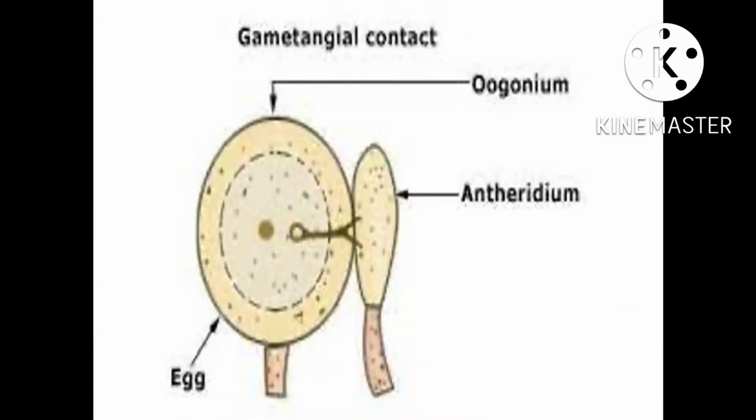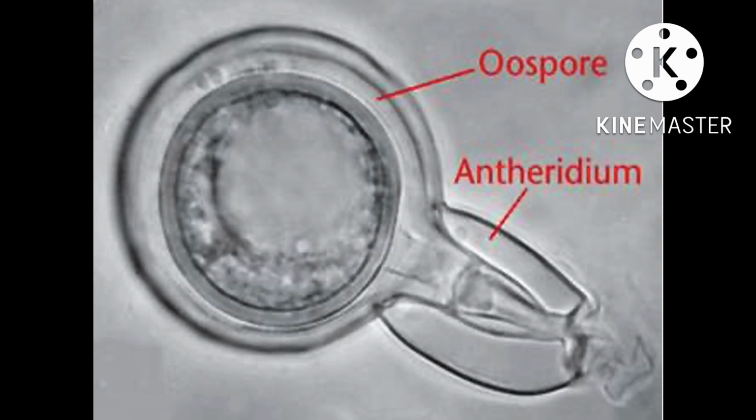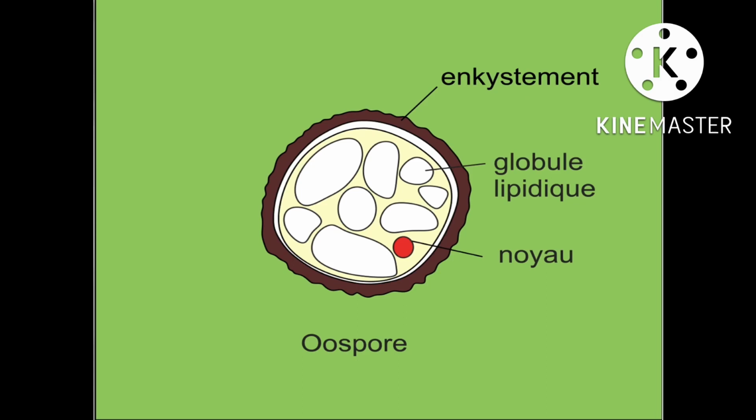The mode of sexual reproduction or sexual fusion is gametangial contact type. So plasmogamy is immediately followed by karyogamy and then meiosis occurs. Sexual reproduction leads to the formation of resting oospores. So these are the general characteristic features of Mastigomycotina. And this is the structure of oospore.